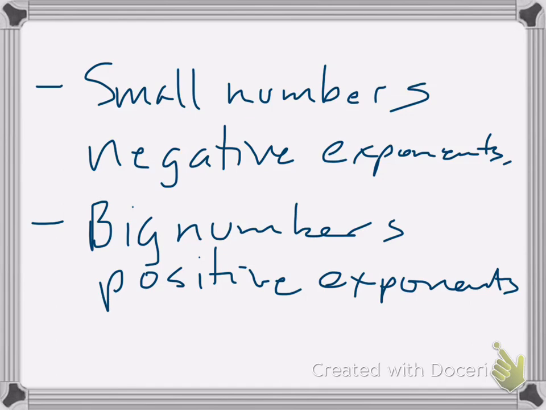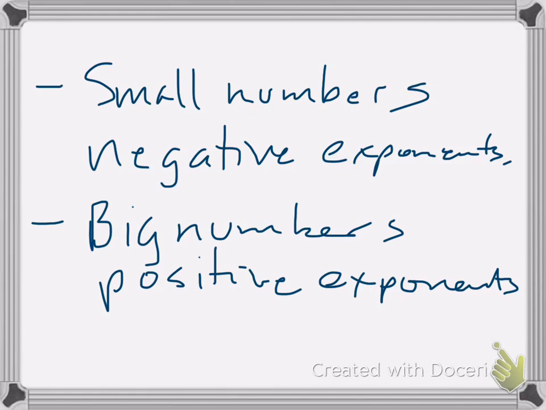The rules are backwards, and it's really easy to get them confused. This is not easy to get confused. Small numbers have negative exponents. Big numbers have positive exponents. That's it. The same rule works both directions. If we're changing it from scientific notation or to scientific notation, small numbers have negative exponents, big numbers positive exponents. Okay? So I want you to keep that in mind as we work our way through this.